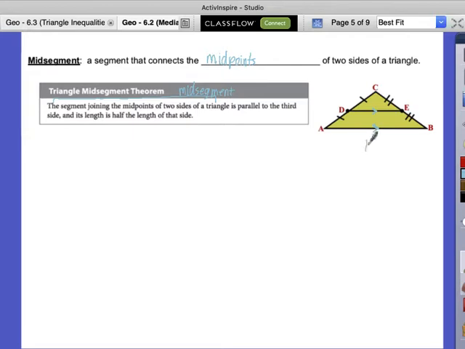So if AB is 10, then DE is 5. DE would be half. What if I say DE is 8? Then AB is 16, because DE is half of that.